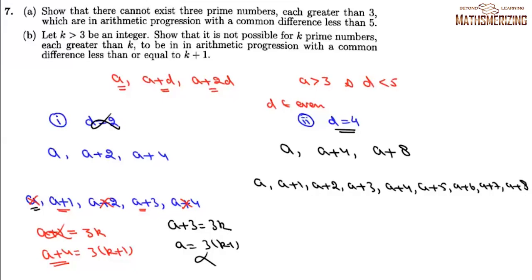At least one of them will be divisible by 9. Now it cannot be this a, it cannot be a plus 4 and it cannot be a plus 8 since they are prime numbers. Now we consider this a plus 1 to be a multiple of 9. We can write a plus 1 equals 9k. Now if we add 3 to it, we can write a plus 4 equals 9k plus 3.